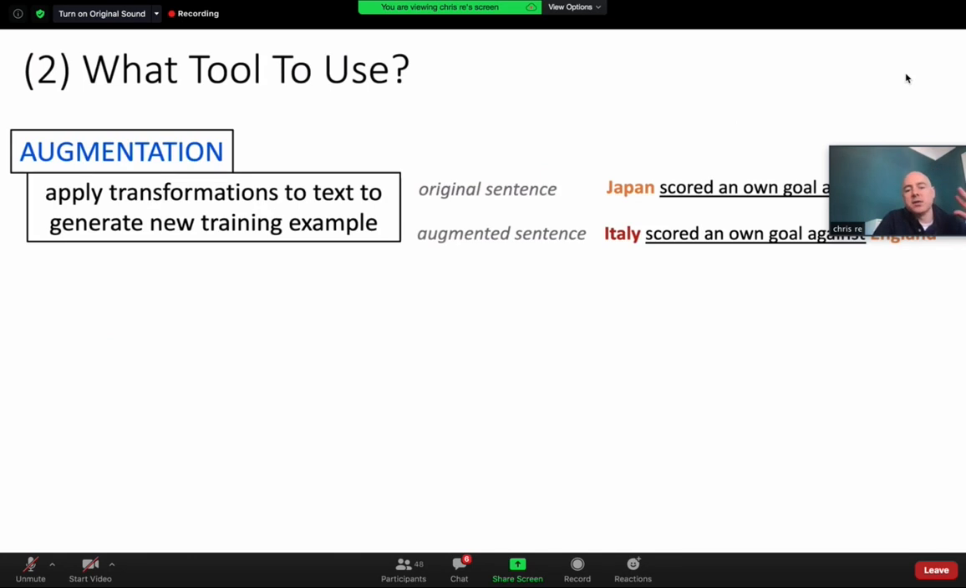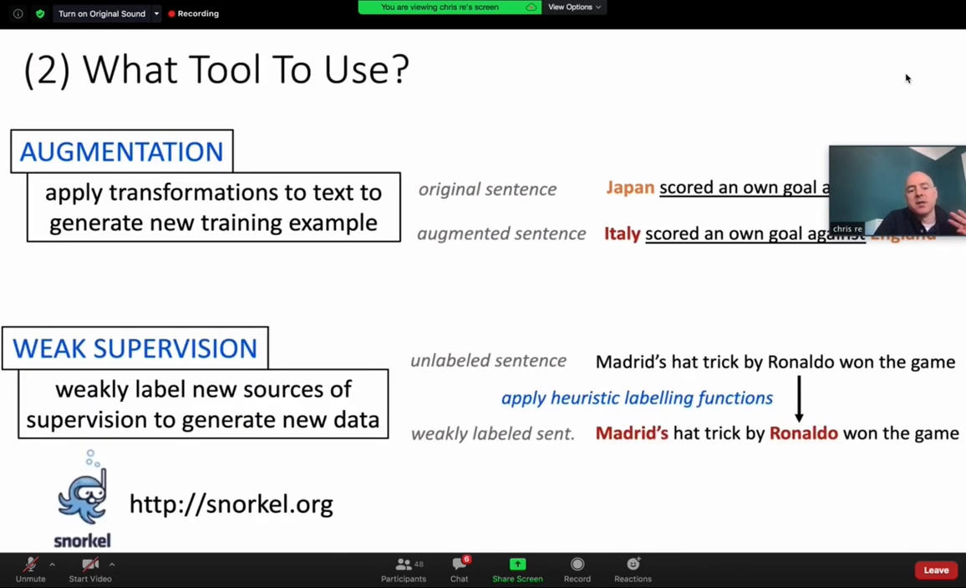But as I said, you can try to fix this with augmentation. You could try to fix this with weak supervision. So for example, you could say, Ronaldo used to be on Madrid, and we have distant supervision about that.